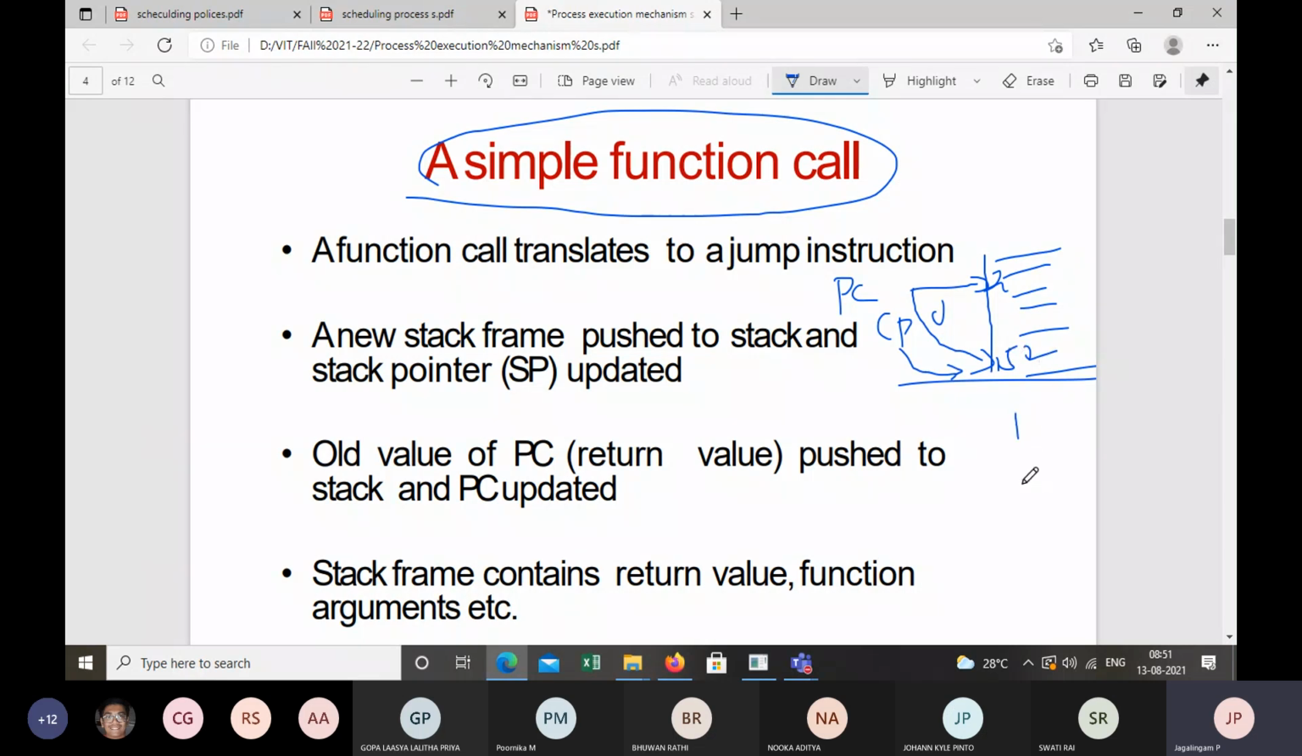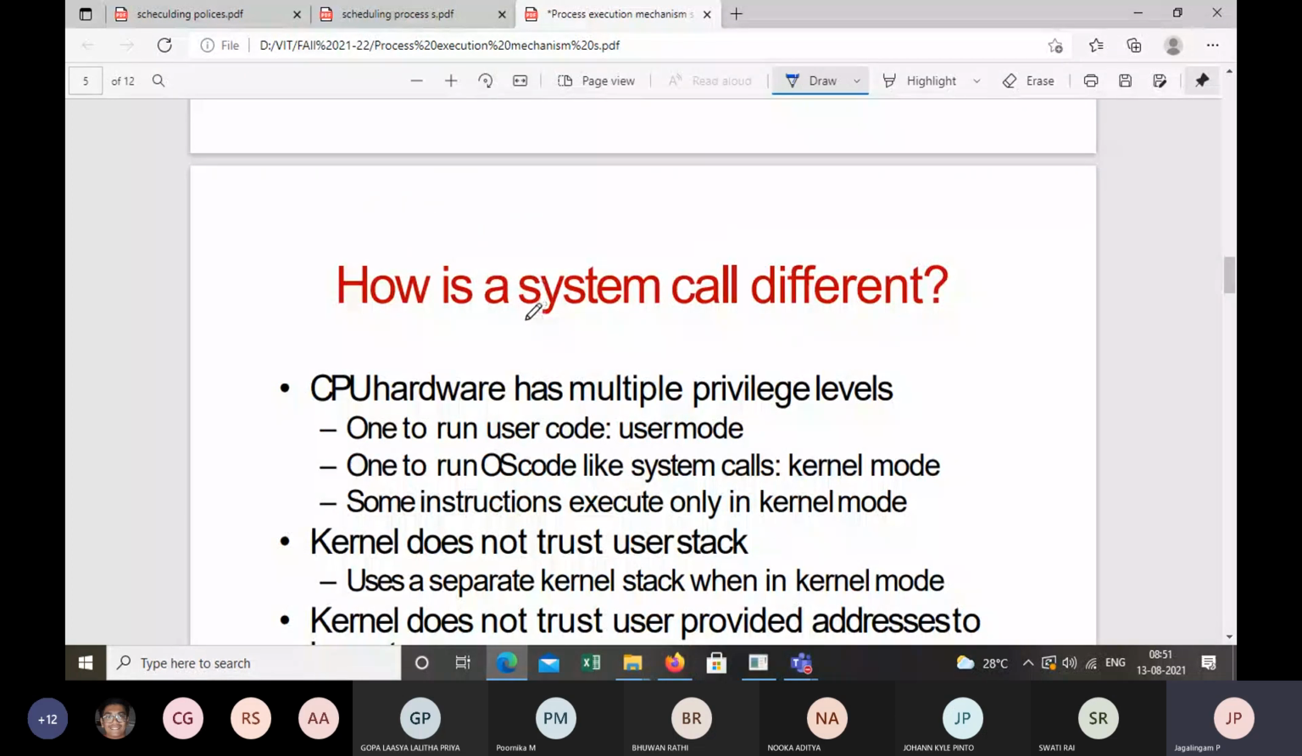Now, when this happens, in the stack you store the old PC value, right? That is line 2. That value is stored in the stack, because we need to go back after the CPU completes the execution of the function's instructions, right? And we also discussed system calls, and how a system call is different from a function call, right?